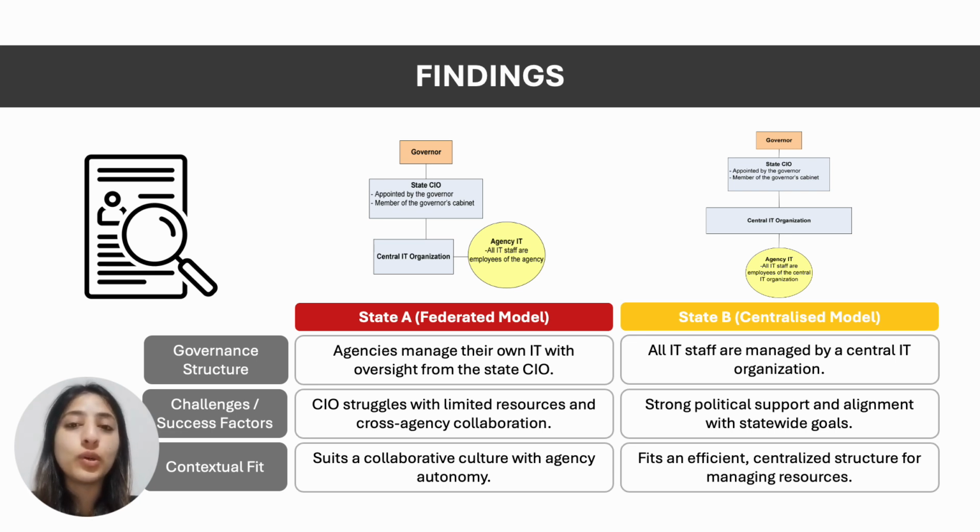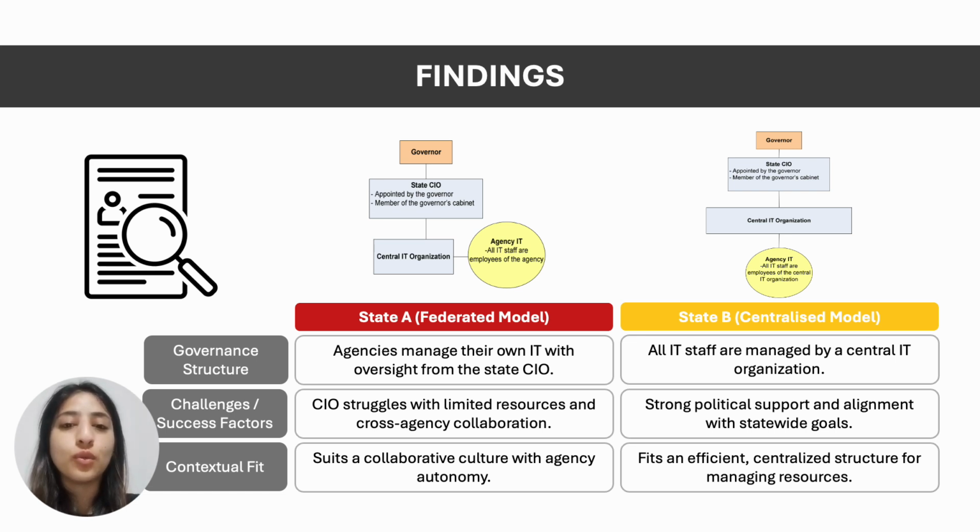We will look at their governance structures, challenges, success factors, and how they fit into different contexts. First one is the governance model. The federated model is managed by agencies' own IT systems while the CIO provides oversight. This allows agencies autonomy, but it often leads to resource struggles and difficulties in cross-agency collaboration. On the other hand, in the centralized model, all the IT staff are a part of a central IT organization. This model typically enjoys strong political support and aligns well with statewide goals.